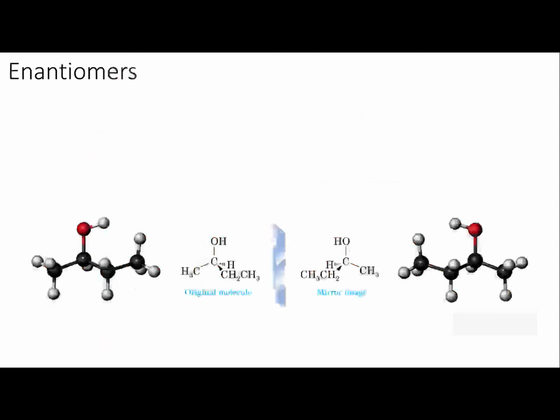So let's take a look at enantiomers. Now, enantiomers are non-superimposable mirror images. So molecules can be mirror images of each other, just like your hands are mirror images of each other, but non-superimposable mirror images. So this just means that they're not the same molecule.